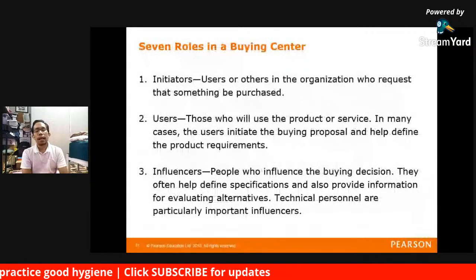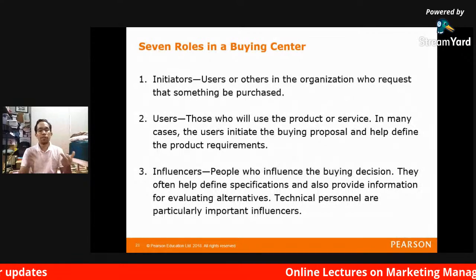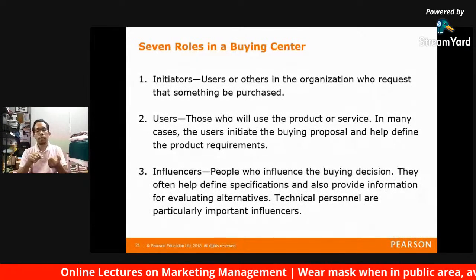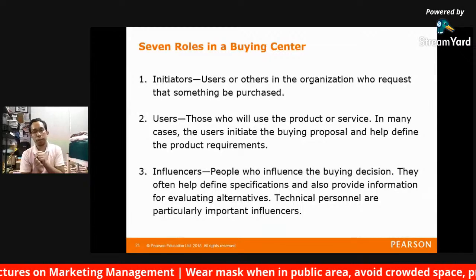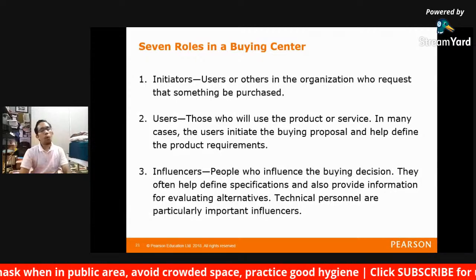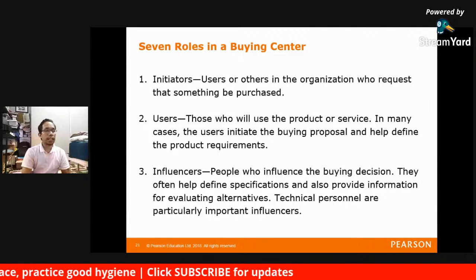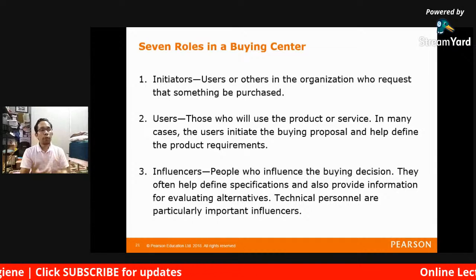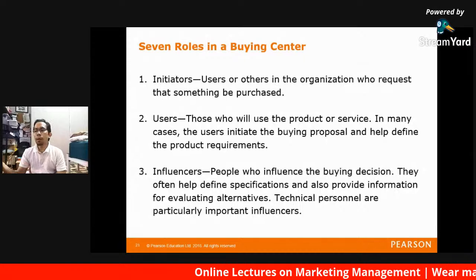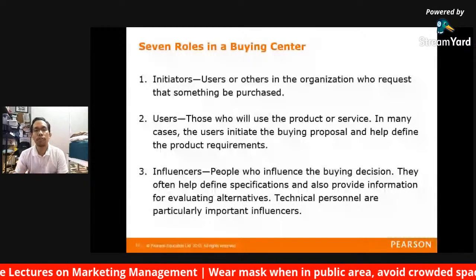First, in consumer buying we have 5 roles only: the initiator, influencer, purchaser, payer, and also the user. In business we have 7. Why is that? What are they? The first is the initiator, who requests. For example, the administrative department requests, we need a new meeting platform.